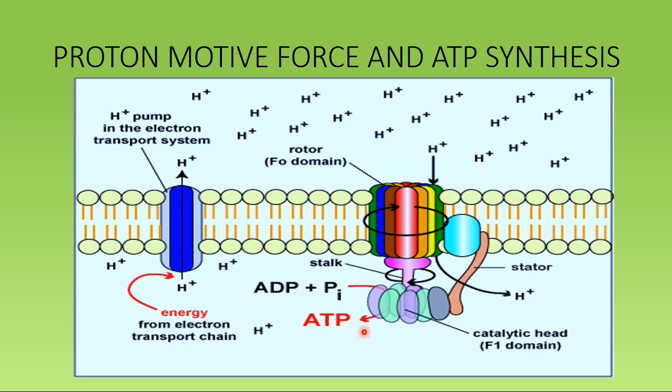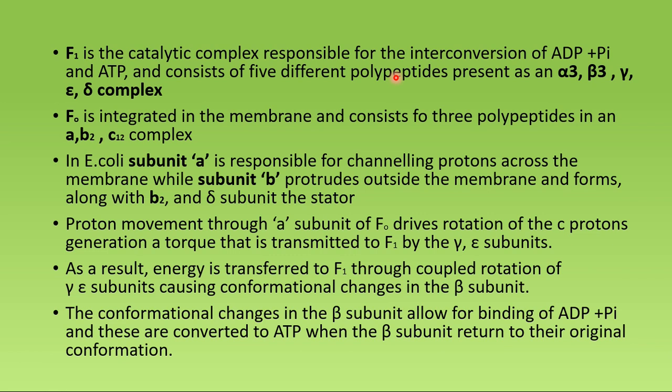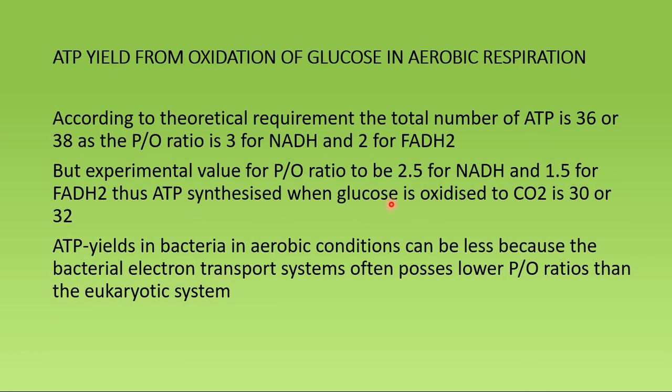So this is all about the proton motive force, how it is utilized in the formation of ATP with the help of an enzyme called ATPase. So this is proton motive force and ATP synthesis, which I have explained in detail. You can go through all these points that we discussed. And the next point is ATP yield from oxidation of glucose in aerobic respiration.